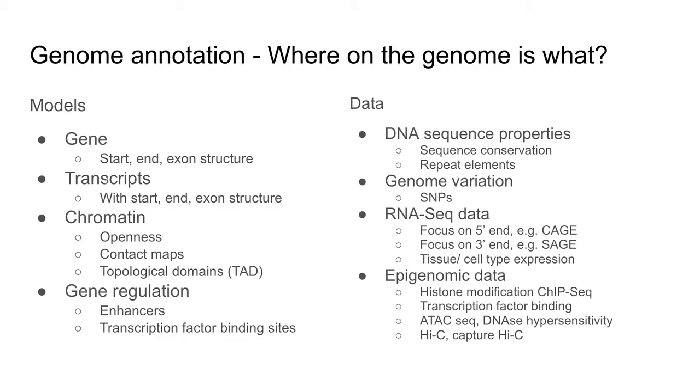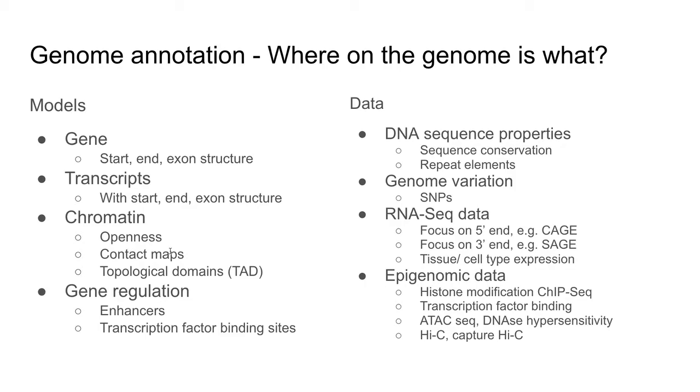In terms of models, we saw some genes and transcripts. You can also look at chromatin states. Chromatin states means that the DNA is like a one-dimensional structure in a three-dimensional space, and it is wrapped in certain ways around histone proteins, which you probably know about. So you might want to indicate which areas of the genome are open and which ones are closed. So you can talk about the openness of a chromatin, which you can indicate.